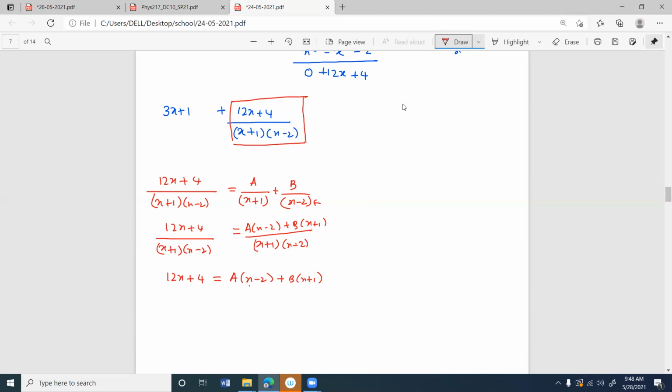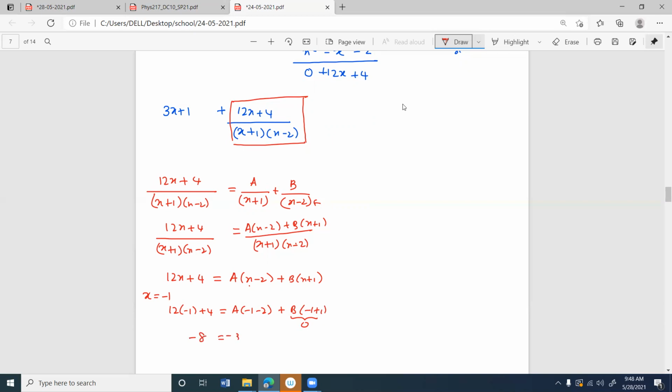How do you make it 0? If I put x equals minus 1, what happens? This term turns out to be 0 and you get a term in terms of only a. So substitute minus 1 over here. Then what you get? 12 into minus 1 plus 4 equals a times of minus 1 minus 2 plus b into minus 1 plus 1. So this turns out to be how much? 0. Right. Then you can say minus 12 plus 4 is minus 8.